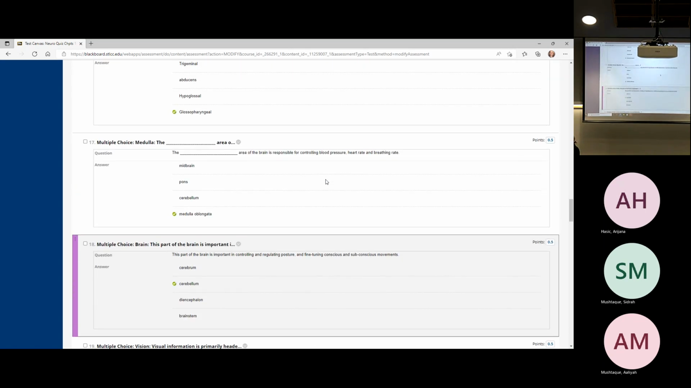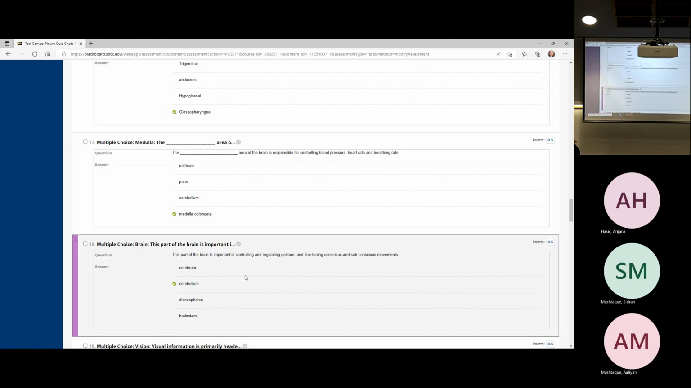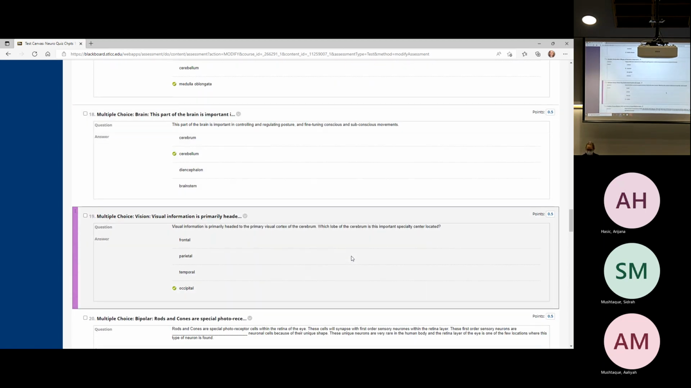Okay? The blank area of the, sorry, I jumped questions. So, the blank area of the brain is responsible for controlling blood pressure, heart rate, and breathing rate. That's your medulla oblongata within your brainstem. So, what nerve is probably coming out of it? The vagus nerve. Okay? All right. The part of the brain that is important in controlling and regulating posture, fine-tuning conscious and subconscious movements.